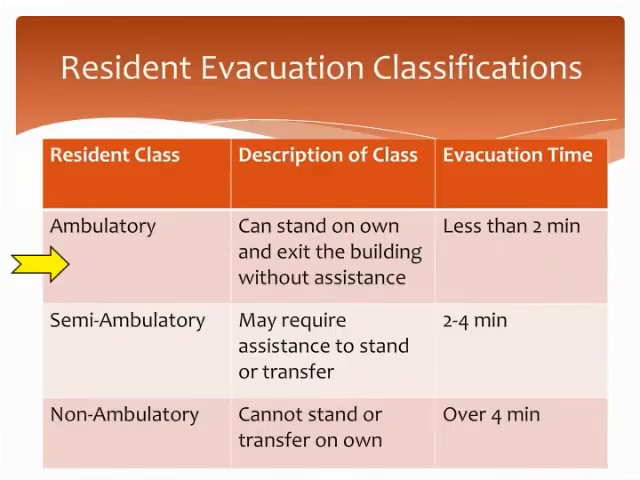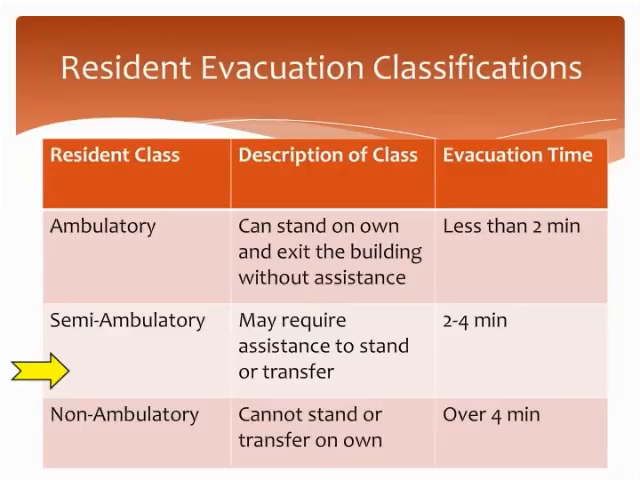The ambulatory class is defined as a resident who can stand on their own and exit the building without assistance. The resident may have an assistive device, such as a walker, cane, or crutches, but can exit the building in less than 2 minutes.